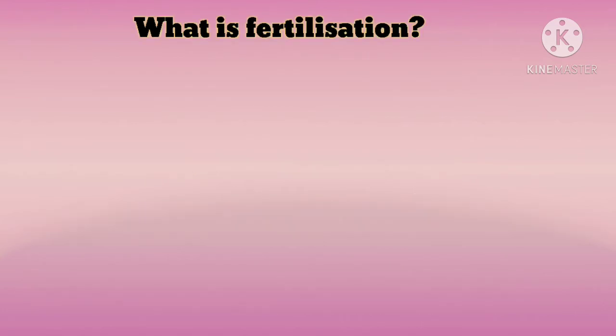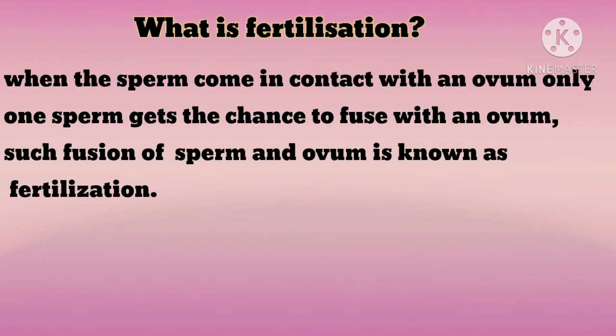So what do you understand by fertilization? In simple words, it is simply the fusion of a male and a female gamete. And we know that the female gamete is known as the ovum and the male gamete is known as the sperm. So the fusion of ovum and sperm results in a zygote, and this process is called fertilization. Understood?